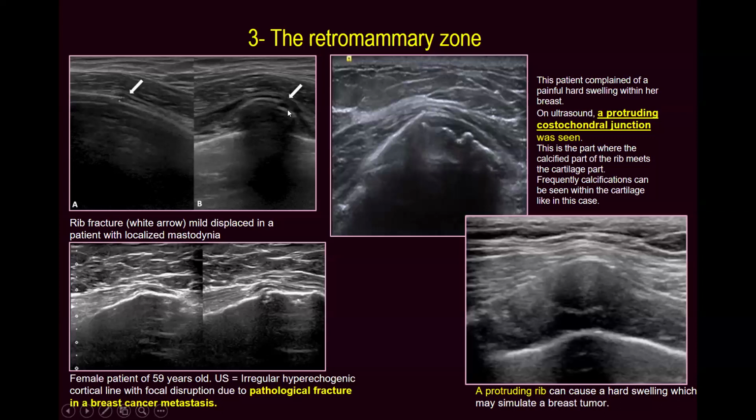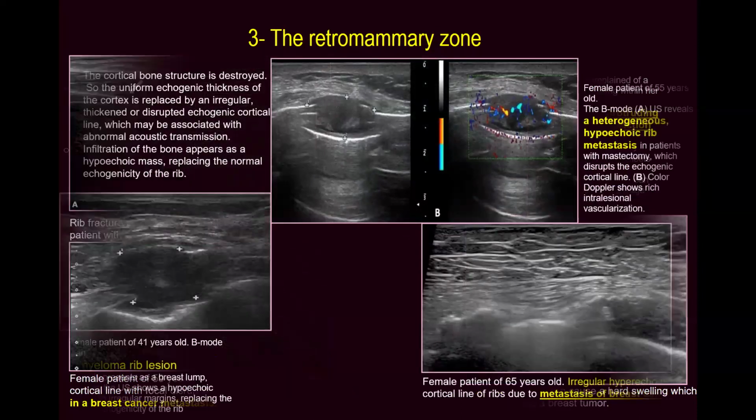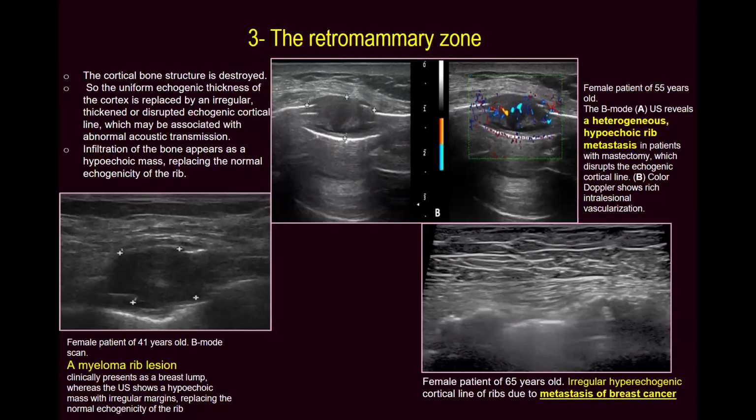Here, this lady presented with breast pain due to an underlying rib fracture. Can you see the disruptions in the cortex of the ribs and minimal few millimeter displacement? But in this example, there is disruption, irregularity and fragmentation in a pathological fracture due to breast cancer metastasis. These can be detected while scanning the patient's breast.